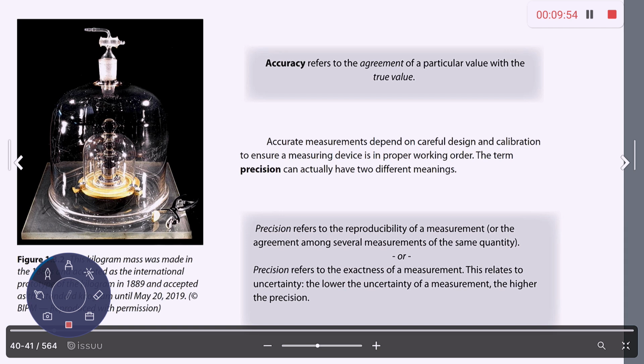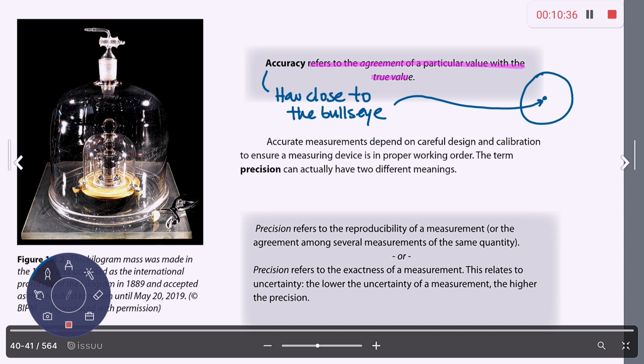Now, let's talk about accuracy versus precision. Accuracy is how close you are to the true value. So if you measure the density of some metal, let's say a piece of brass, and then you look in a reference book and find the actual density of brass, you would compare the two, okay? So accuracy is often thought of as how close you are to the bullseye. If I'm playing darts and I hit the bullseye, I'm accurate, okay? So here's my bullseye. If I hit it, that would be deemed accurate.